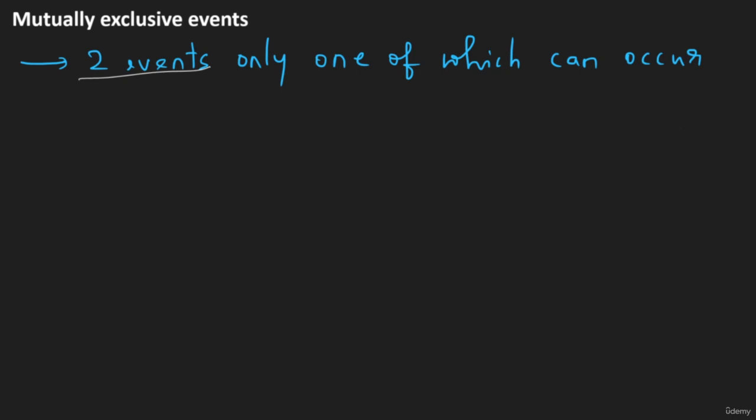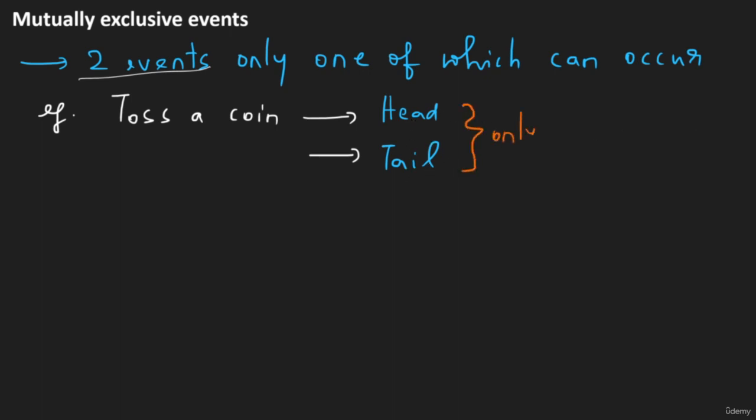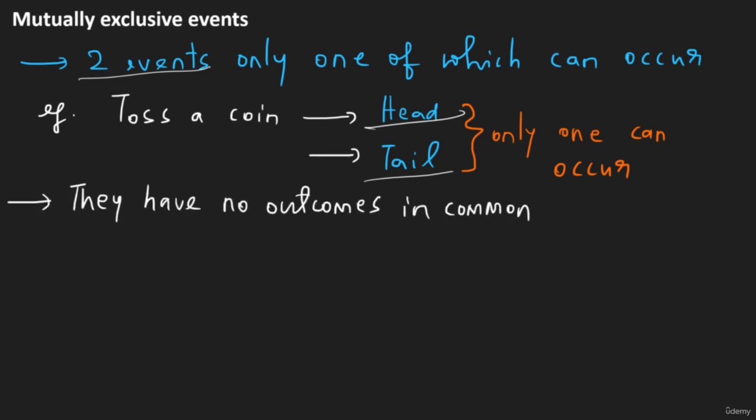Let's take an example. Say you toss a coin and you have two events defined, which is getting a head and getting a tail. These two events are mutually exclusive because only one of the two can occur, right? You can either get a head or you can get a tail. That is, they have no outcomes in common.